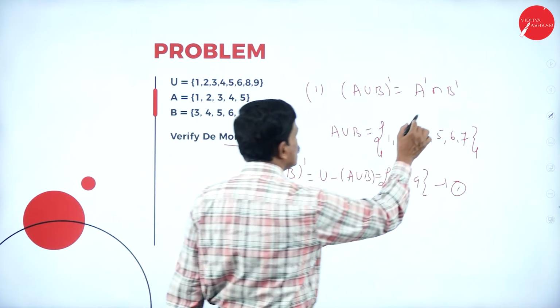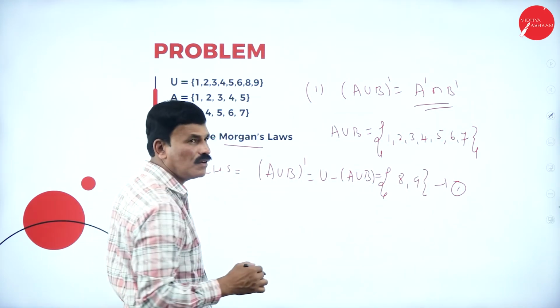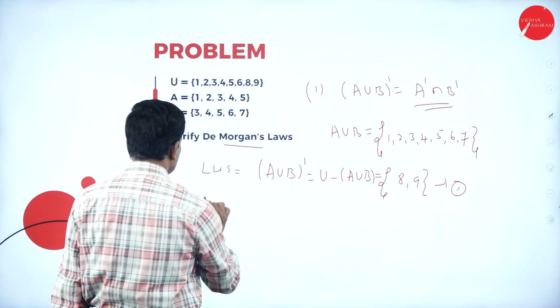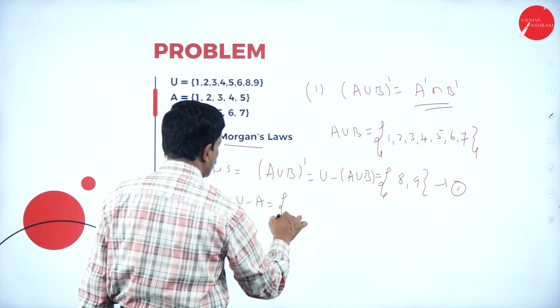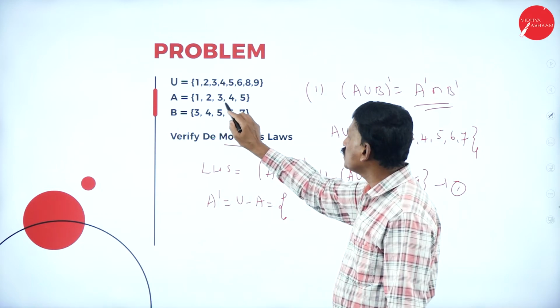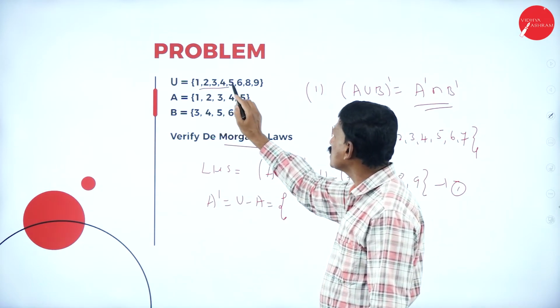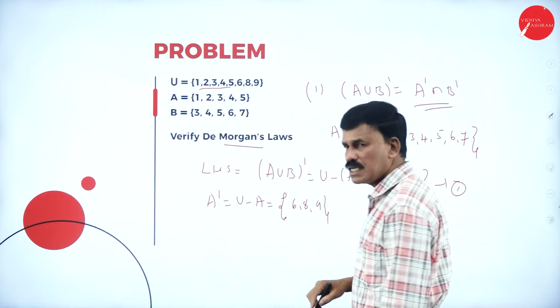Similarly, come to the right hand side. This is the LHS part, whereas on the right hand side we have A dash intersection B dash. A dash is nothing but U minus A. What is U minus A? All the elements which are in U but not in A. In A we have 1, 2, 3, 4, 5, so you can leave these. What is left over is 6, 8 and 9.